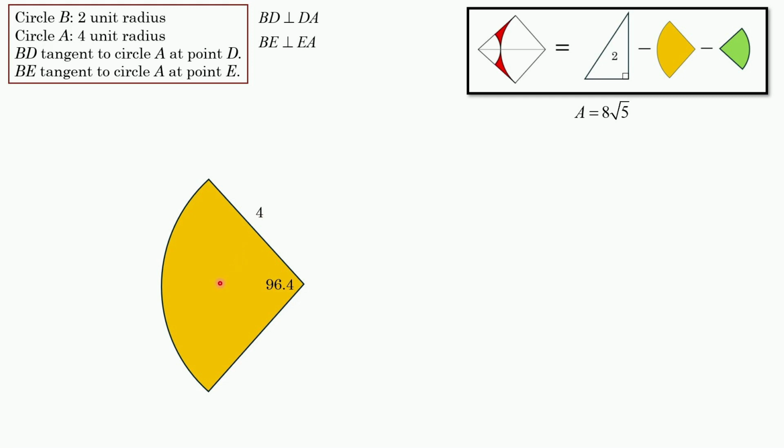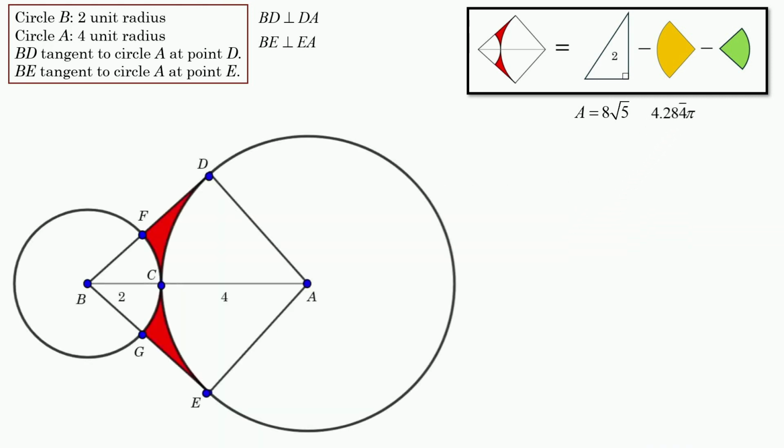We know that the radius is 4. The formula for the sector area is the angle divided by 360, that's the portion of the entire circle we have, times the area of the circle, pi r squared. So 96.4 divided by 360, plugging all that in, we get 4.28 rounded to 3 significant figures. I thought it was kind of interesting that that 4 was repeating. I didn't know if that was going to be useful or not, but maybe. So we've got 4.28 pi is the area of the first sector.